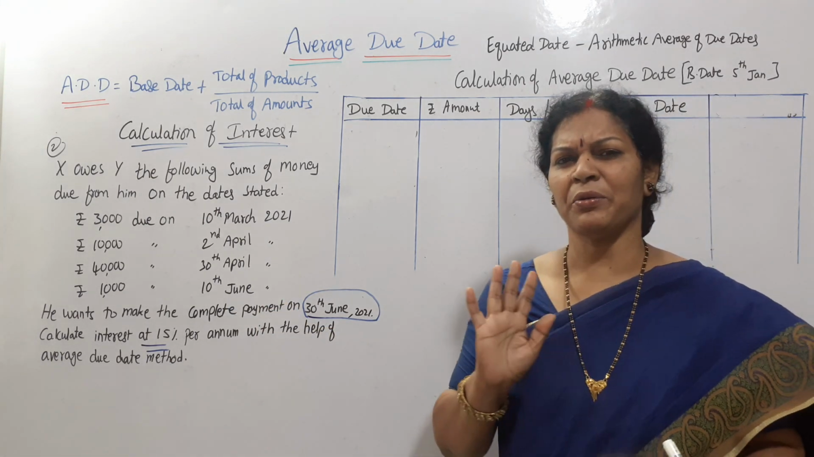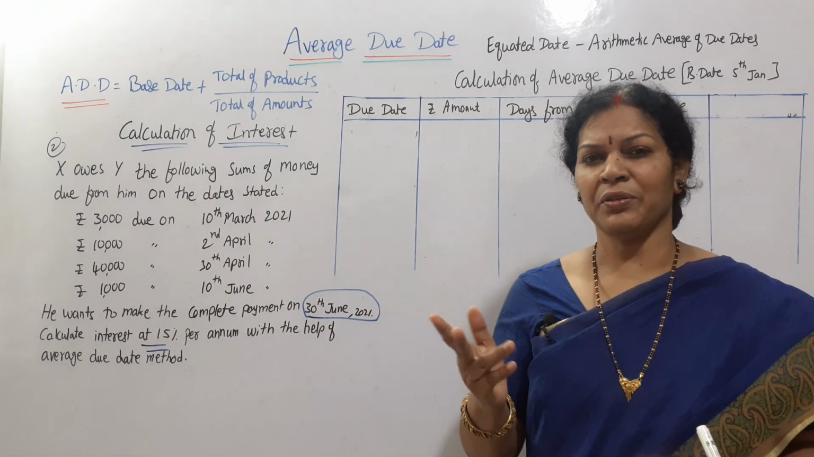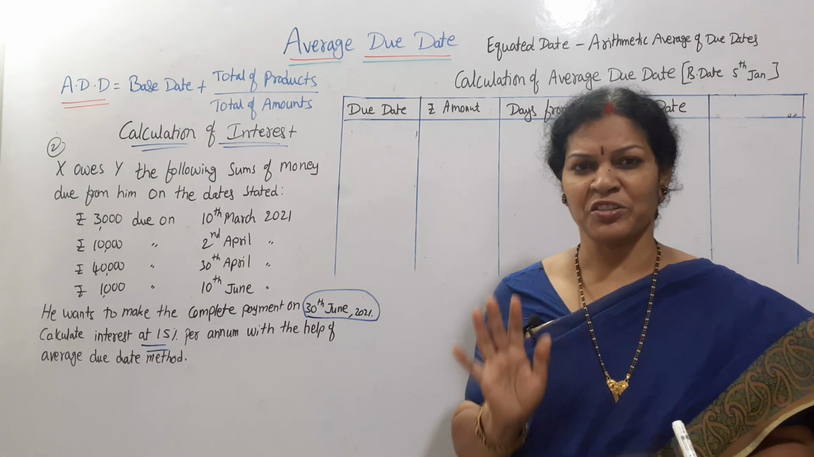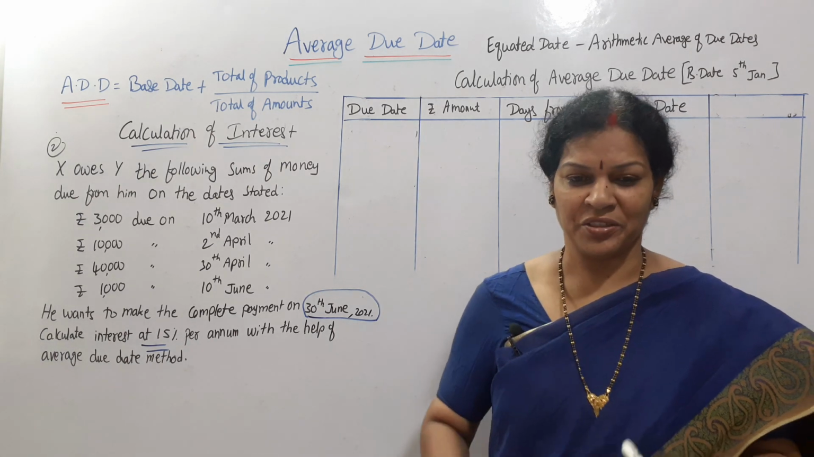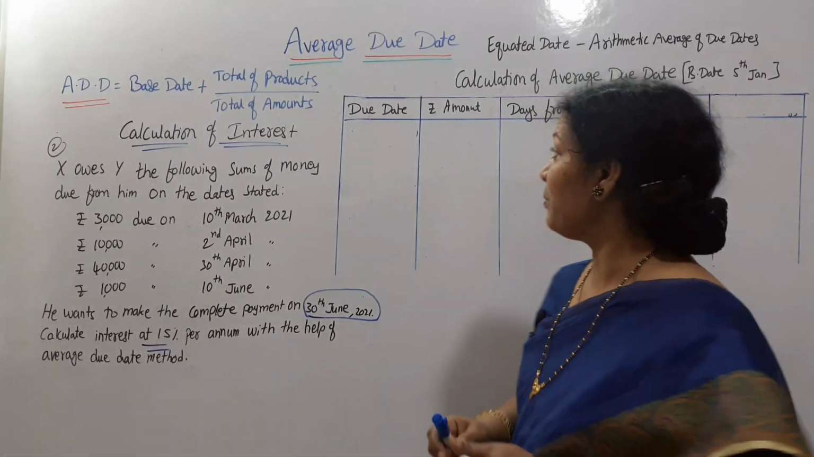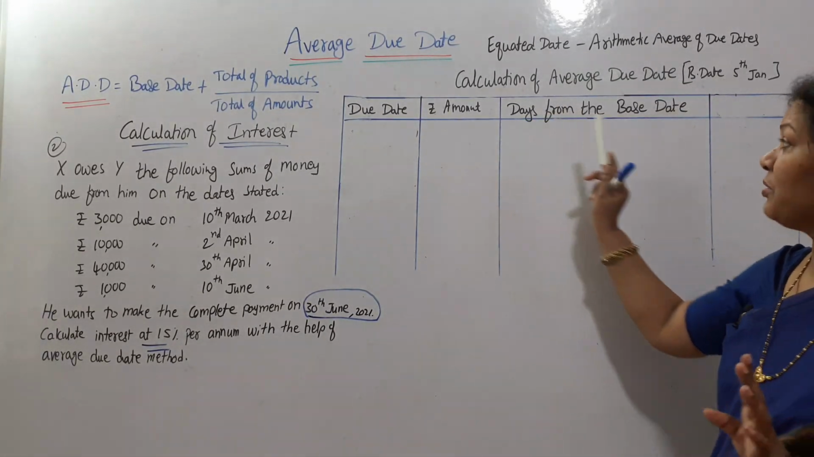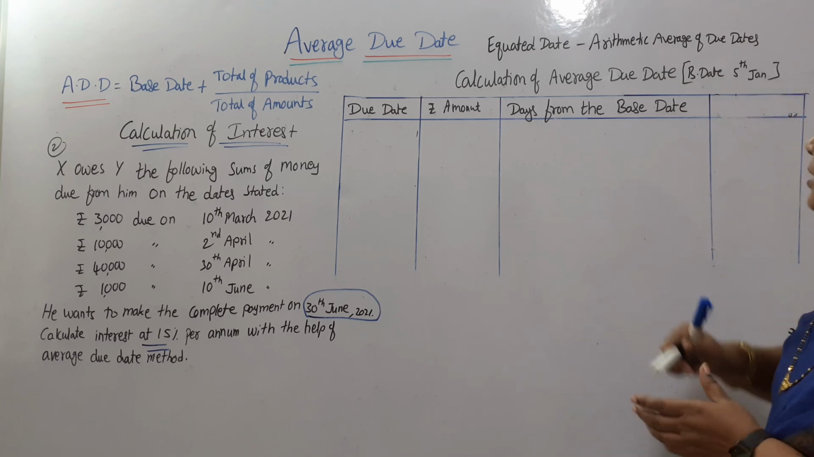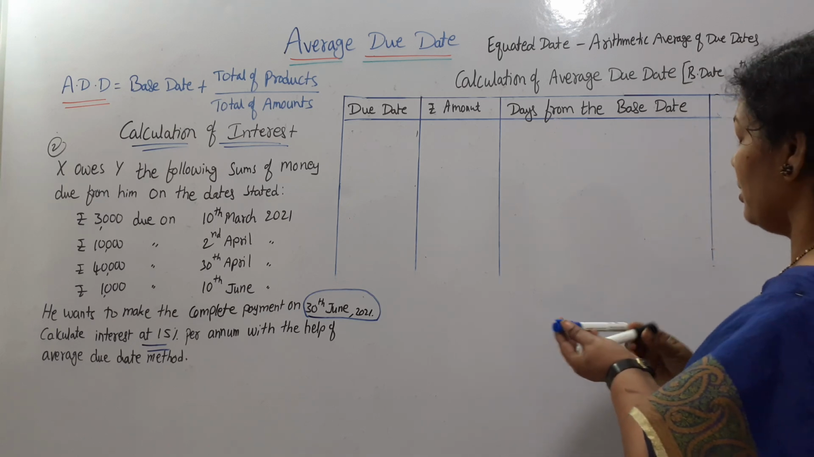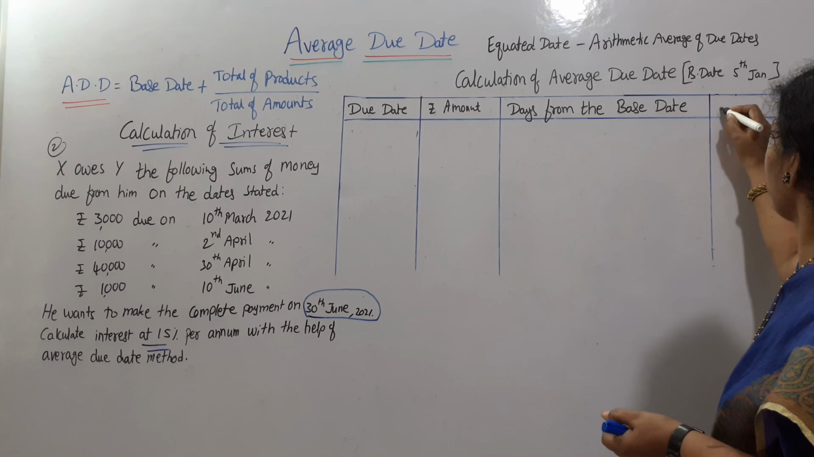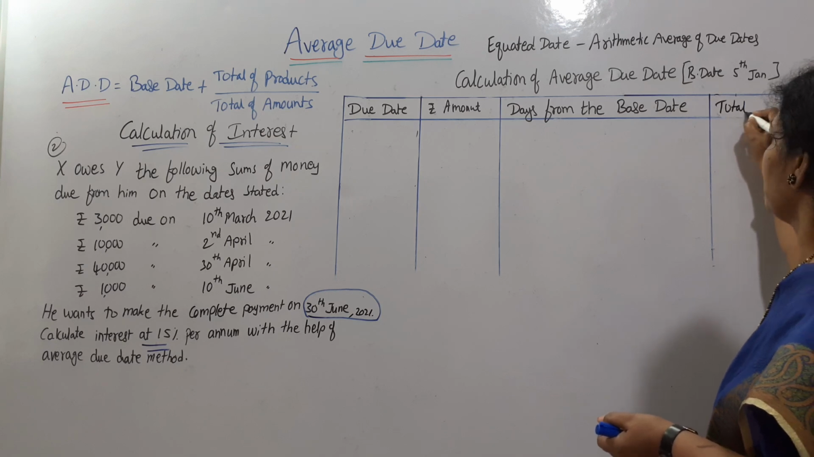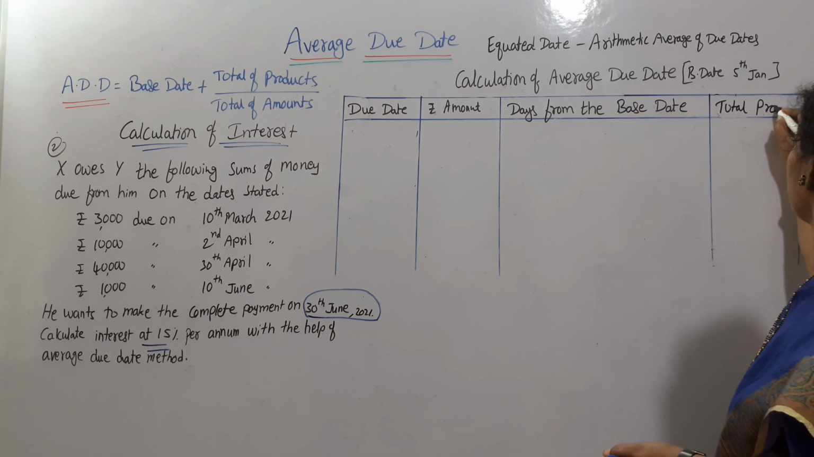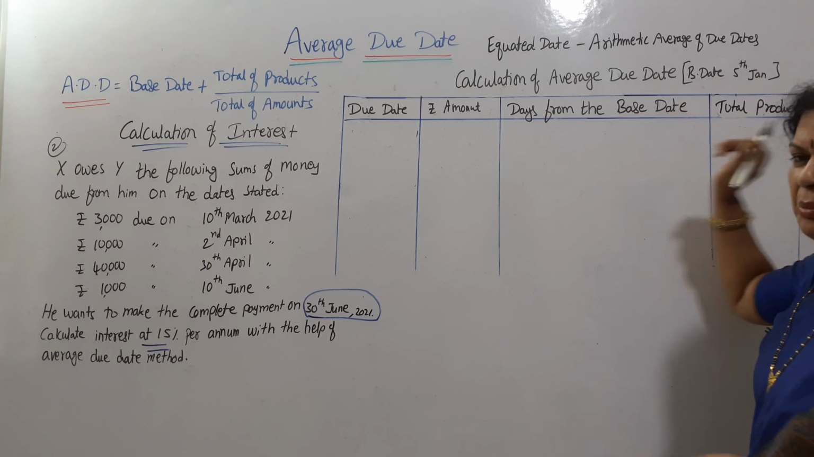Means first we have to calculate the average due date, then after that I will tell you how to calculate the interest, right? Simple steps you have to remember. First let us go for the average due date. What are the columns required? Due date, amount, days from the base date, and the total product. Easy way to remember.